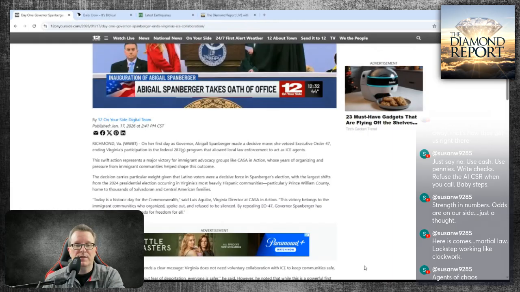Swift action represents a major victory for immigrant advocacy groups like CASA, C-A-S-A, or CASA in Action, whose years of organizing and pressure from immigrant communities helped shape this outcome. The decision carries particular weight, given that Latino voters were a decisive force in Spanberger's election, with the largest shifts from the 2024 presidential election occurring in Virginia's most heavily Hispanic communities.